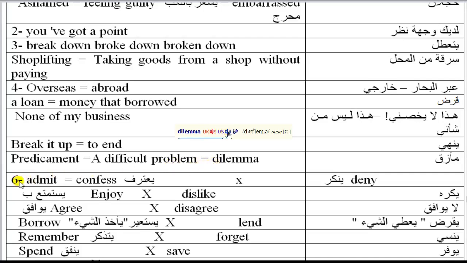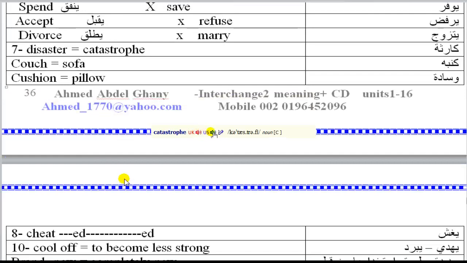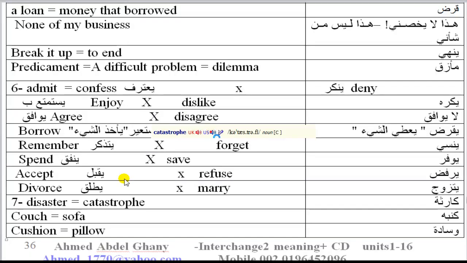Dilemma. 6. Admit, confess. Enjoy, dislike. Agree, disagree. Borrow, lend. Remember, forget. Spend, save. Accept, refuse. Divorce, marry. The verbs, and here we have the opposite. Word and opposite: admit, deny. Admit, confess, deny. Catastrophe.